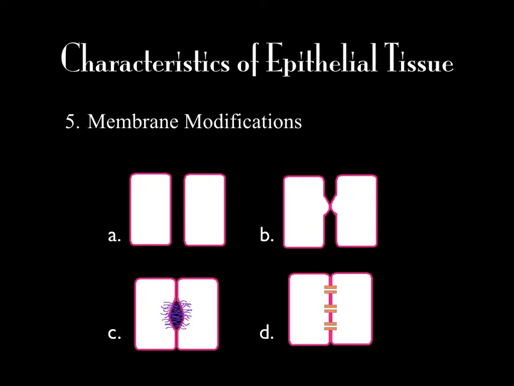So again, in comparing the cells that we see in Figure B with Figure C, in Figure B we see that in the tight junction, the plasma membranes of those two cells have been directly connected, they've been glued together, whereas in Figure C the two cells are being held together by connecting filaments, connecting proteins.